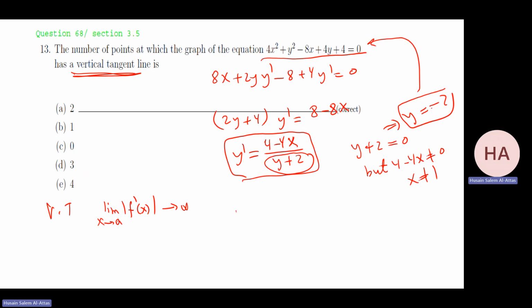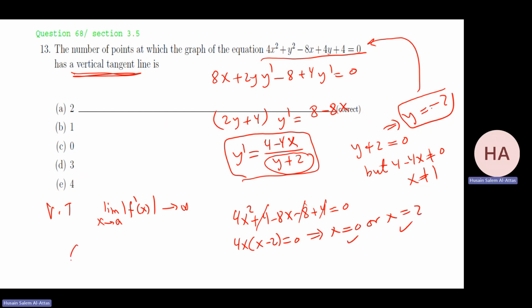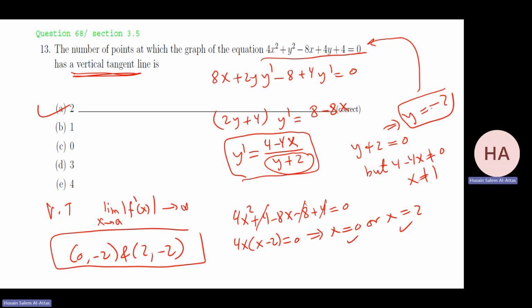Plug it here, what you will have is 4x squared plus 4 minus 8x minus 8 plus 4 is equal to 0. This is cancelled. So I can take 4x as common factor. I have x minus 2 equals 0. So I have x equals 0 or x equal 2, which is okay. And this is okay. So I have the points (0, minus 2) and (2, minus 2). So these are the 2 points where I have vertical tangent.